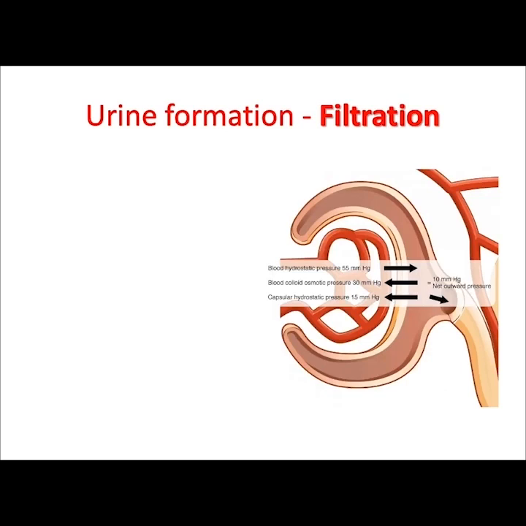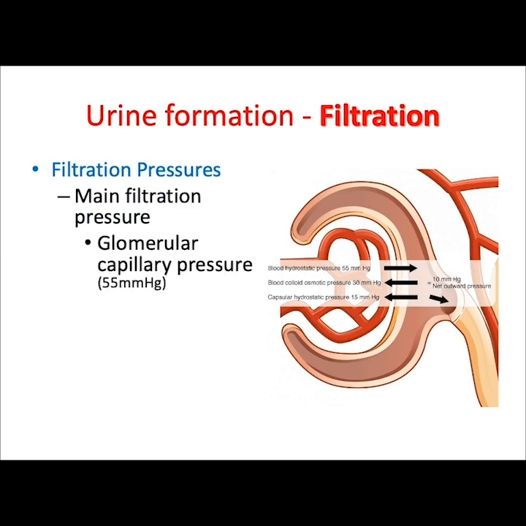The first step in urine formation, filtration, occurs along pressure gradients. It is a form of passive transport. Let's look at these different filtration pressures. The main filtration pressure is the blood pressure within the glomerulus. This is called the glomerular capillary pressure, and it is 55 millimeters of mercury. This pressure is elevated compared to other capillary beds.